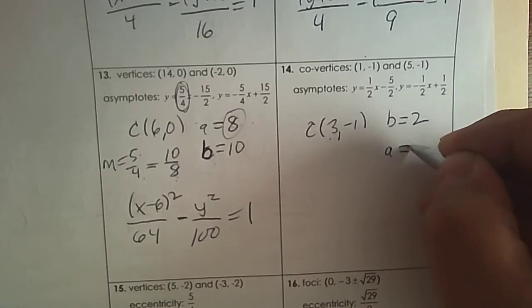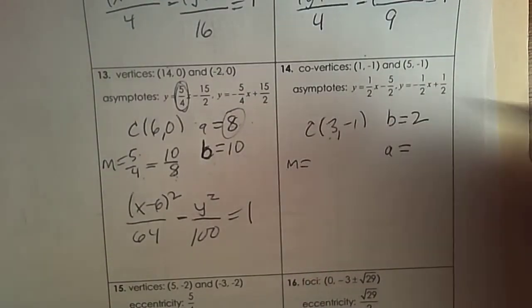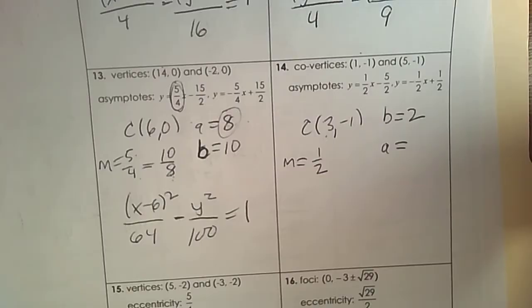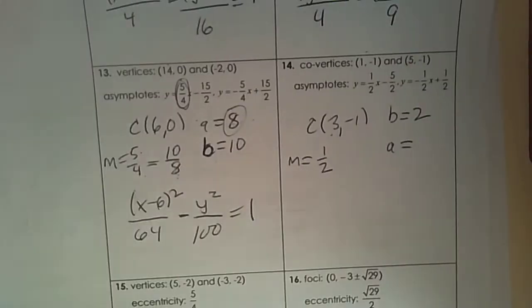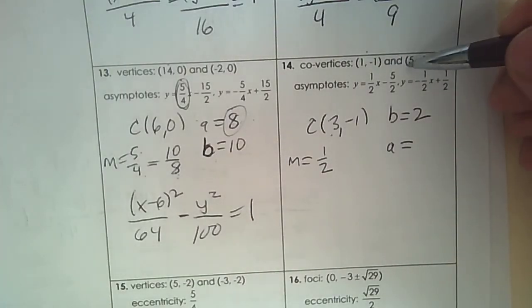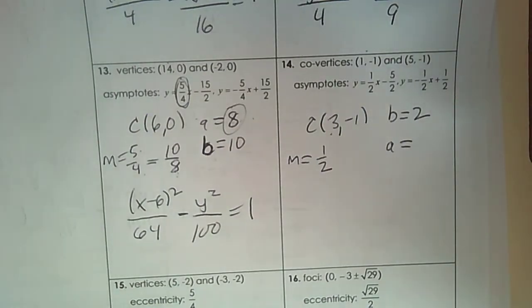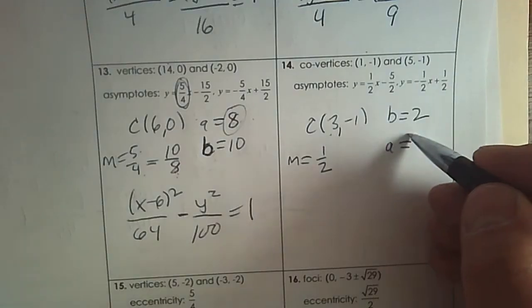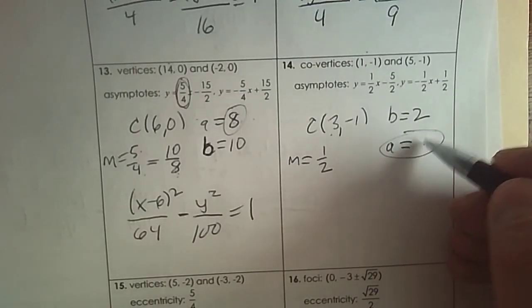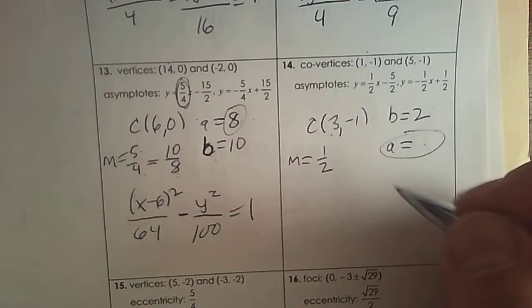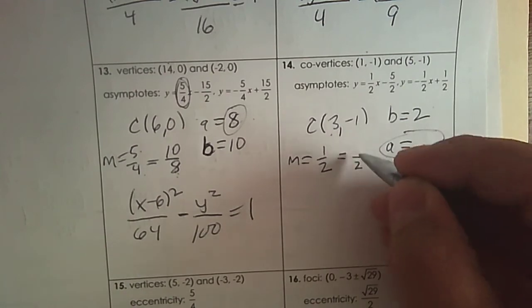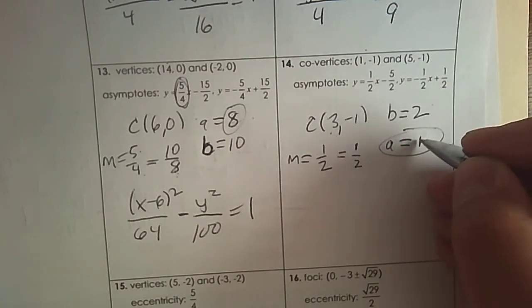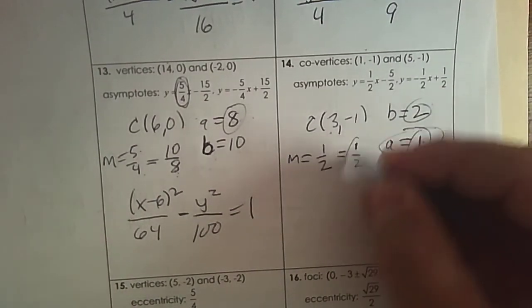I need to find the a. That's going to come from the slope. What's the slope here of that? So 1 over 2 is the slope, or negative 1 over 2. Understand what type of hyperbola this is. The co-vertices, the x change. That means the main vertices, the y is going to change. So if that's true, then a goes with the y over the x. Okay? So if b is 2, that means a must equal 1. 1 over 2 for the slope. Can you see how it matches?